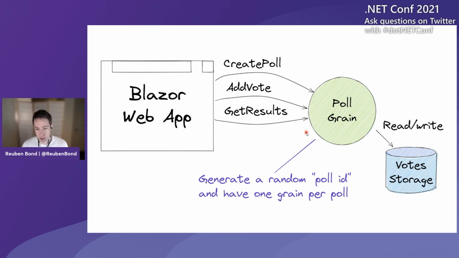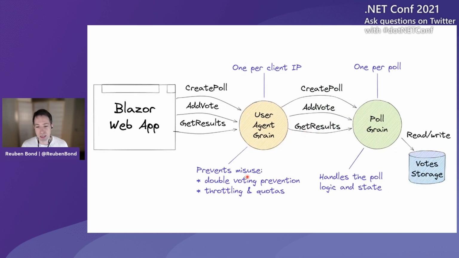But there's a problem. If we take this to the internet, the moment we do, we're going to start to get some misuse. We're going to have people who are voting on polls multiple times. We're going to have people who are creating thousands and thousands of polls. And we're going to have people flooding polls with many, many requests at once. And so we need some kind of an anti-misuse mechanism here.